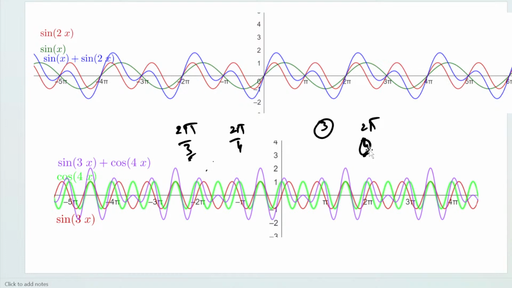Agreed? Understood? So it's as good as saying one fellow is finishing 3 rounds in 30 minutes, another fellow is finishing 4 rounds in 30 minutes. Obviously, after 30 minutes, they are together.